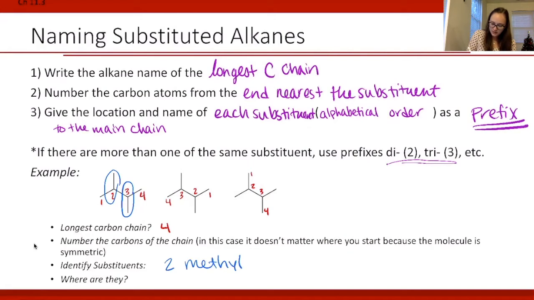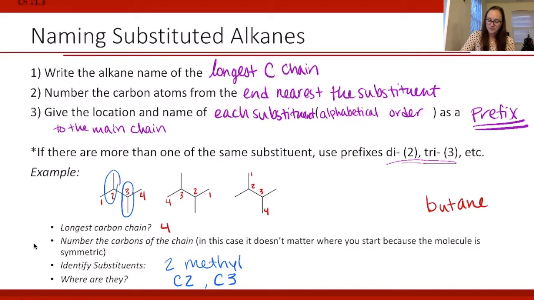And where are they? On carbon 2 and carbon 3. So in order to put my full name together, I'm going to start with my alkane longest carbon chain and the name for that. That's going to be the end of my name. So since we have 4 carbons here, it will be a butane chain. And then as prefixes, we'll add what substituents are off of that butane chain. So in this case, we have 2 methyl groups. So we have to write dimethyl.